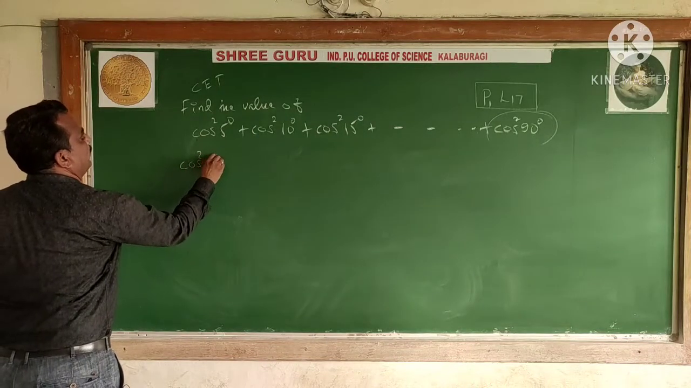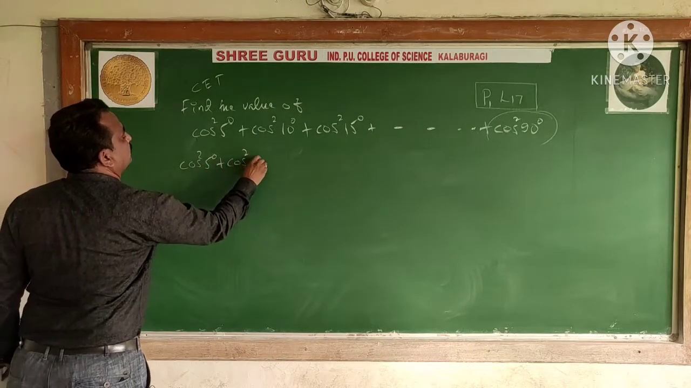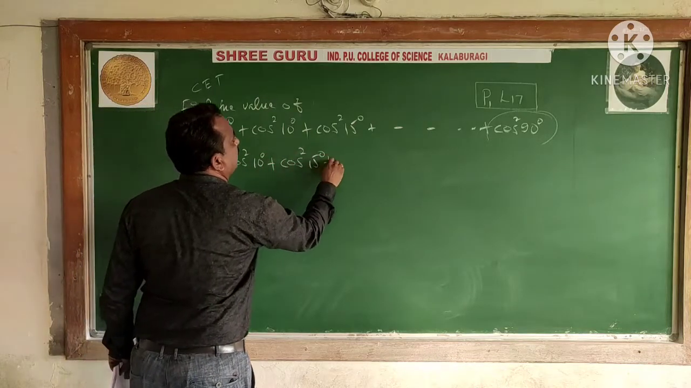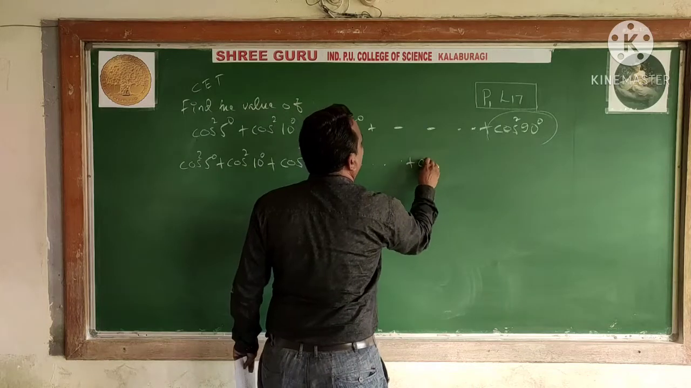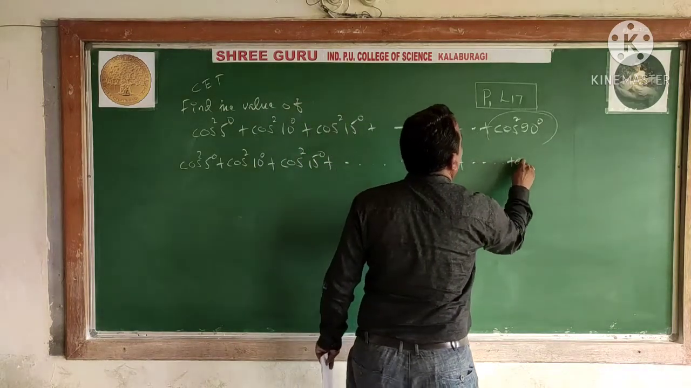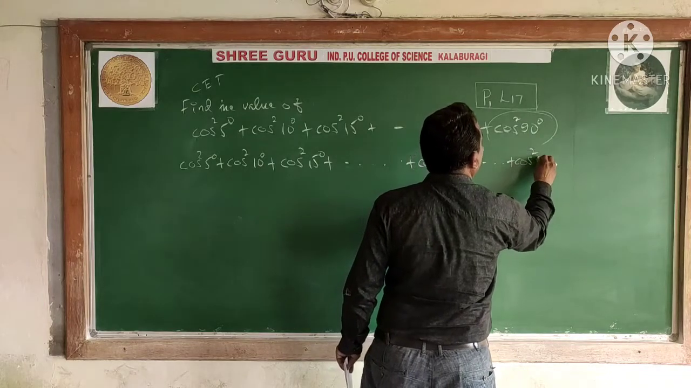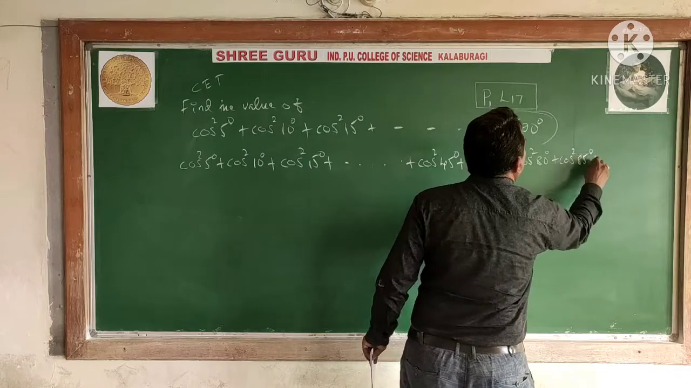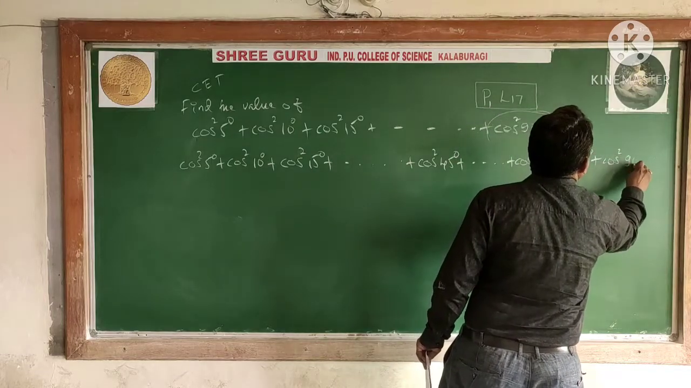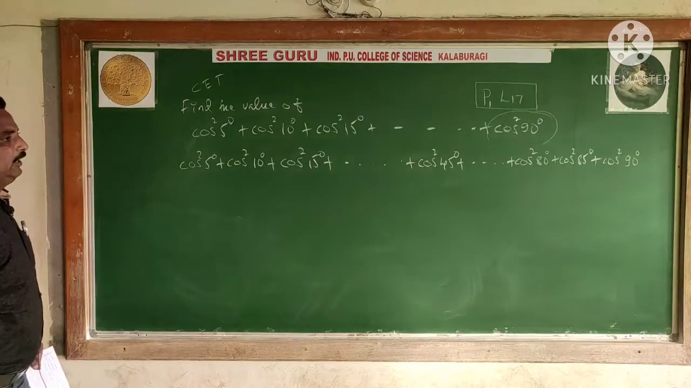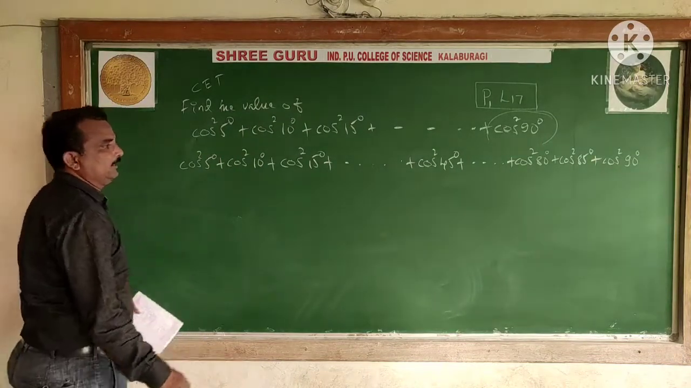Cos square of 5 degree plus cos square of 10 degree plus cos square of 15 degree, cos square of 45 degree plus cos square of 80 degree, cos square of 85 degree, cos square of 90 degree. You know this one. The answer here I have already discussed, how to calculate it directly.